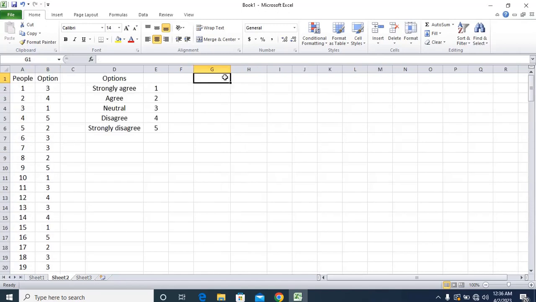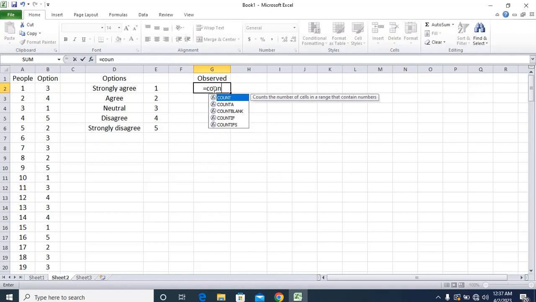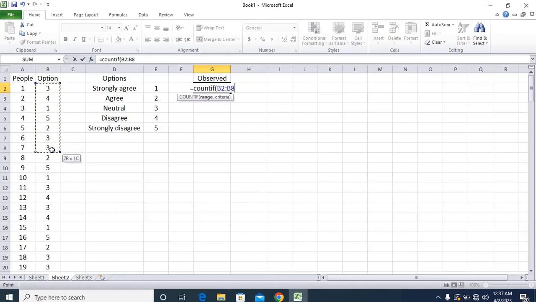Now we are going to check how many people ticked option 1, how many ticked option 2, and how many ticked the other options. The observed values should be written over here by applying a function. The function is equal to COUNTIF, then start the bracket, then the range, and then the criteria. The range is this one, the full range.